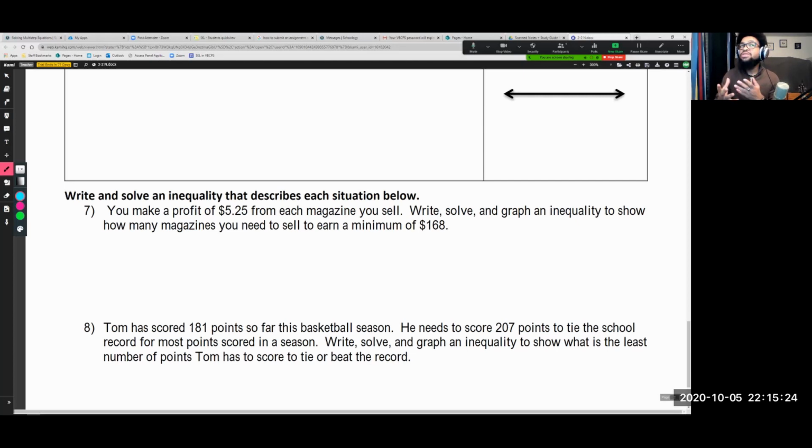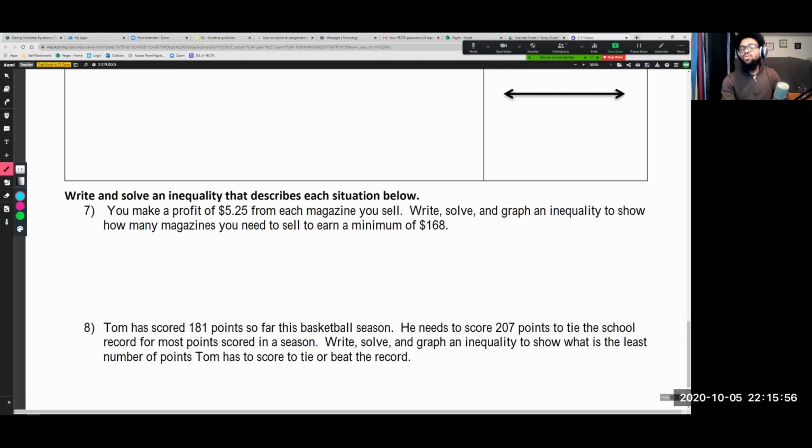Let's start off by reading it. The directions say, write and solve an inequality that describes each situation below. I'll do number 7. You guys will do number 8. Number 7 says, you make a profit of $5.25 from each magazine you sell. Write, solve, and graph an inequality to show how many magazines you need to sell in order to earn a minimum of $168. All right.